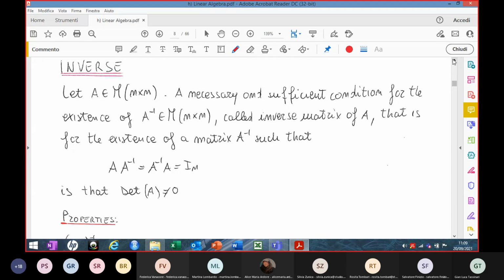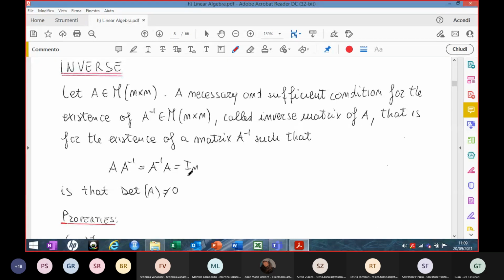In particular, let A be a square matrix. A necessary and sufficient condition for the existence of the matrix A to the minus 1, which is still a matrix of order n, called the inverse matrix of A, that is, for the existence of a matrix A to the minus 1 such that A times A to the minus 1 is equal to A to the minus 1 times A, equal to the identity matrix, is that the determinant of A is different from 0.